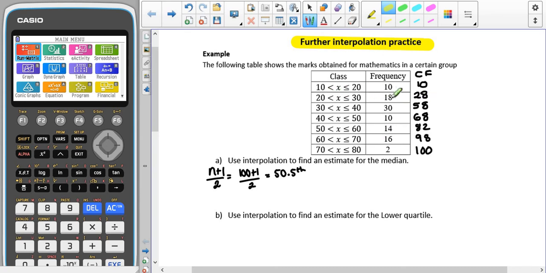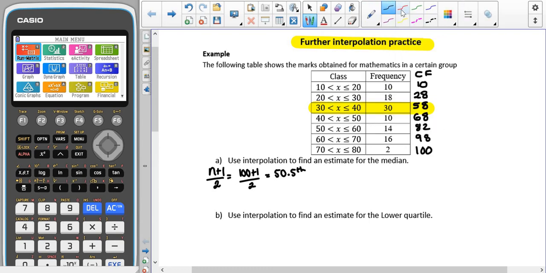Well, if we have a look here, at the end of the second interval we have 28 pieces of data, and at the end of the third interval we have 58 pieces of data. So that means that somewhere before the end of that third interval we have our median. So that is where we're going to look.